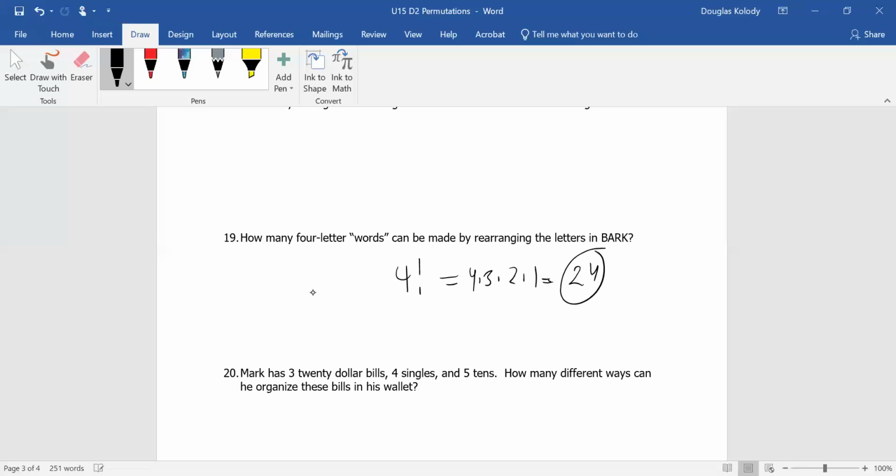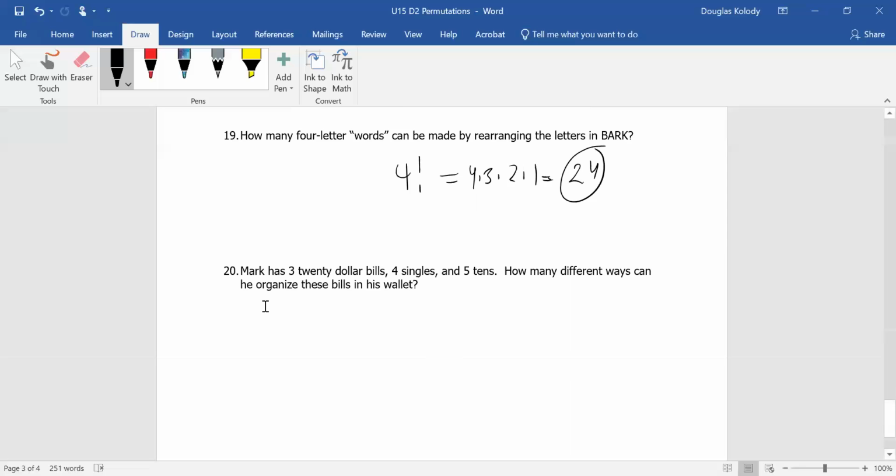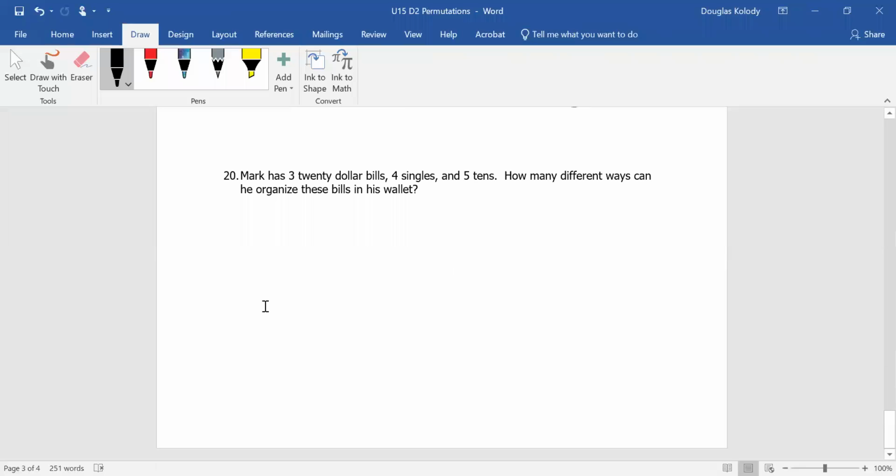Done. Last but not least, the word problem can just be not a collection of numbers or letters. It could be an actual word problem. Mark has 3 $20 bills, 4 singles, and 5 tens. How many different ways can he organize these bills in his wallet? Last question. Well, even though he's got 3 $20 bills, these 3 20 bills are identical. It's like having 3 S's in Mississippi, even though there's 4 S's in Mississippi. I know you know what I mean.